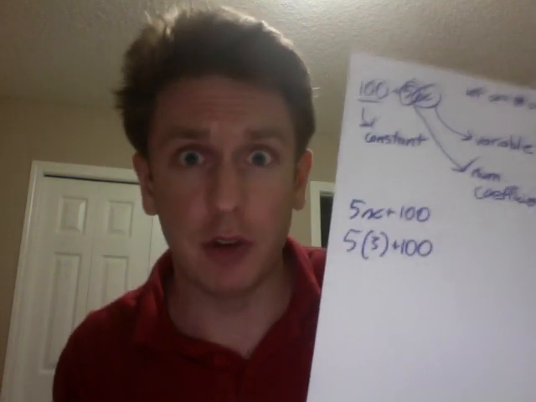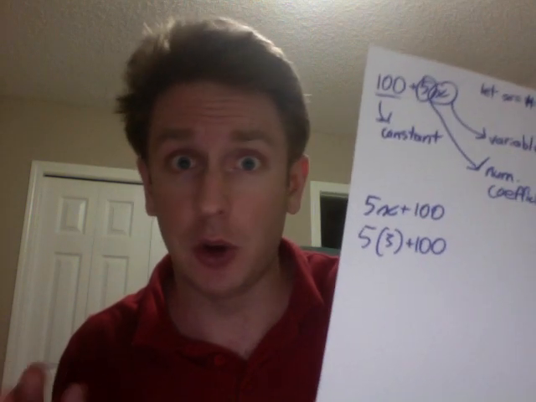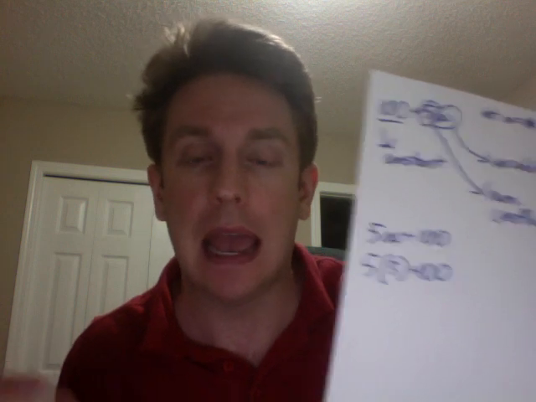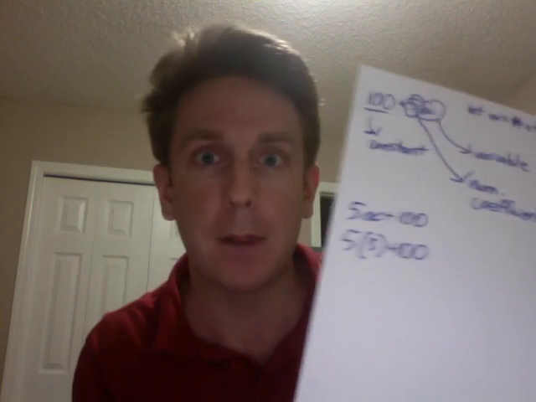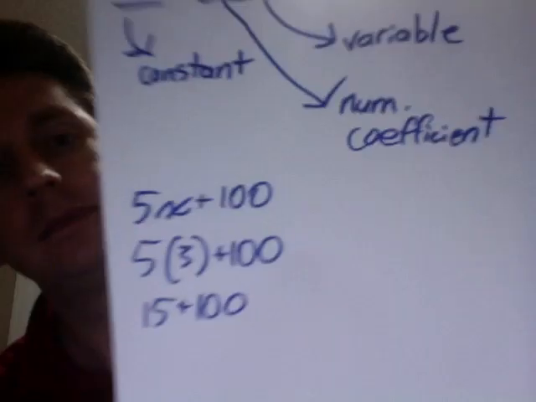So now that we've got rid of all the variables, all you have to do is follow your order of operations, BEDMAS, and simplify to get it to one number. So we go multiplication first. 5 times 3 is 15, plus 100, and that becomes 115. And then if it's a word problem, you would say, if we have 3 guests, the party will cost $115.